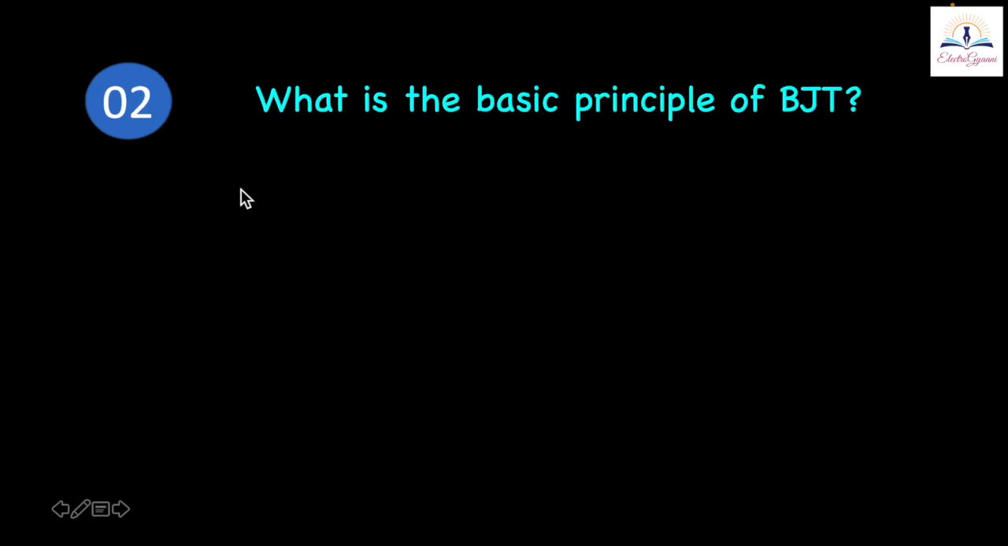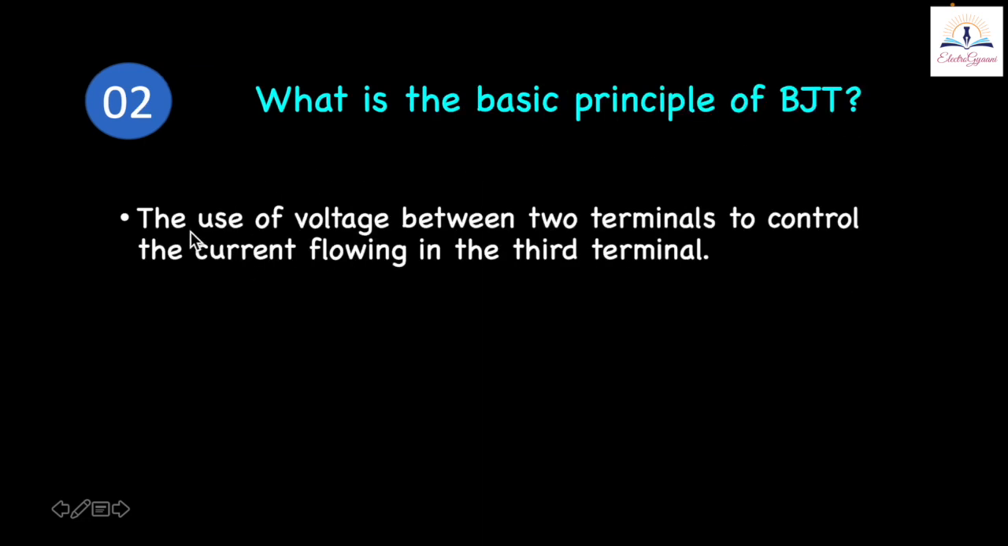Next is what is the basic principle of BJT? So the basic principle is the use of voltage between two terminals like emitter and base to control the current flowing in the third terminal, that is the collector current.